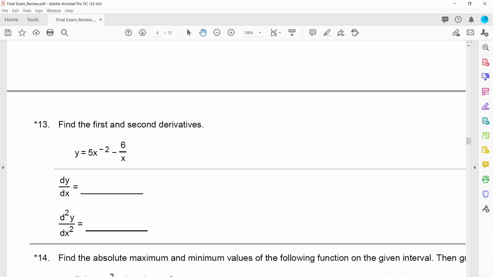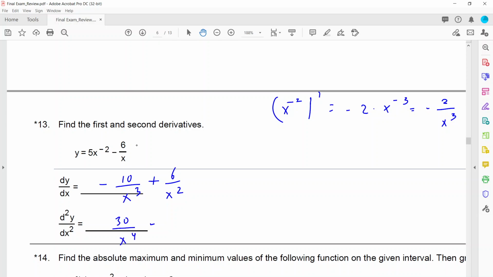This one once again, you can change this 6 over x as 6 times x to the power negative 1, and you can find the value of the derivative. The derivative of x to the power negative 2 is negative 2 times x to the power negative 3, which eventually you can write down as negative 2 over x to the power 3. So if you use that trick here, the first derivative would be negative 10 over x cubed, positive 6 over x squared, and then the second derivative would be 30 over x to the power 4, negative 12 over x cubed.